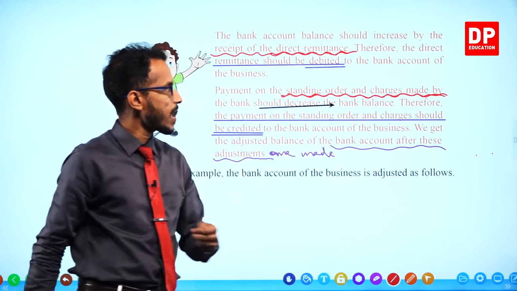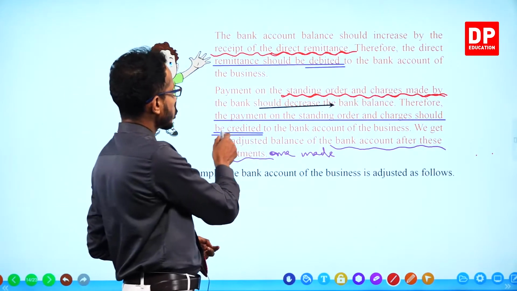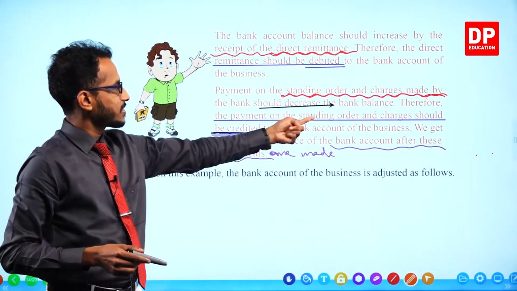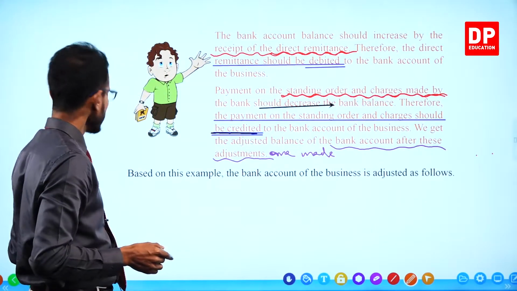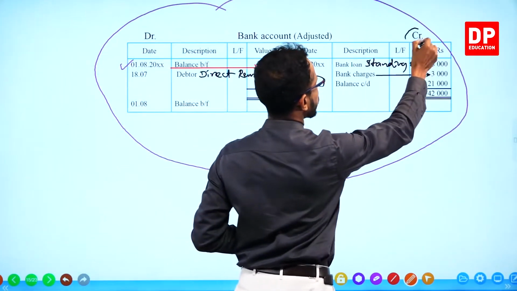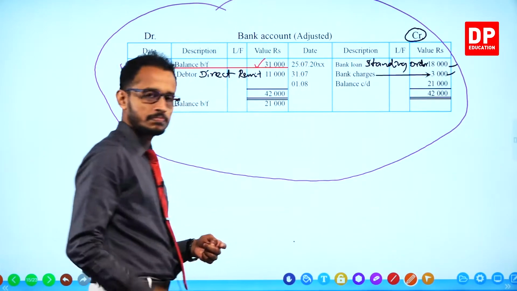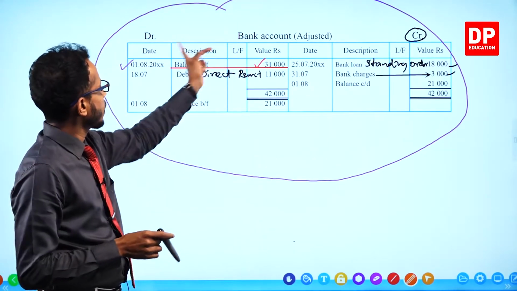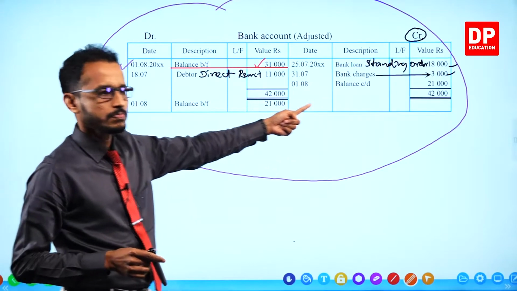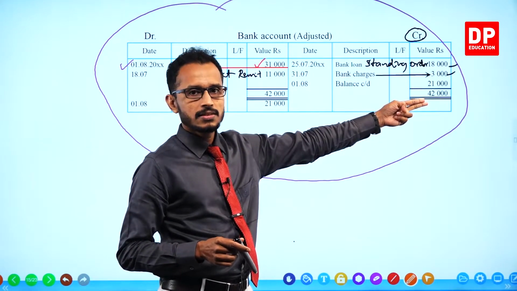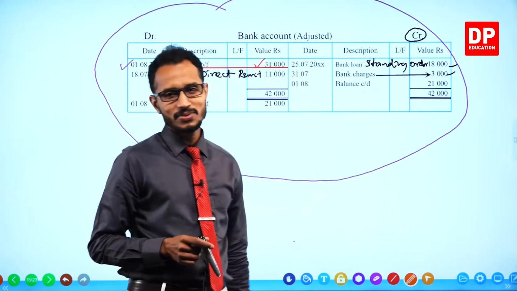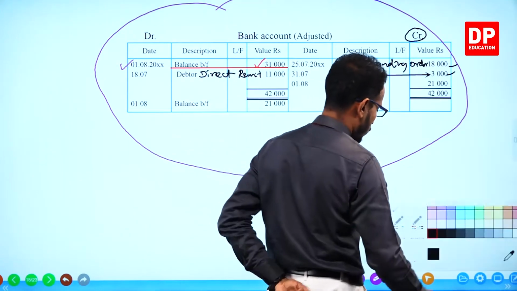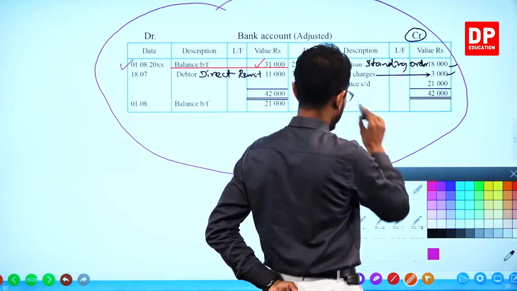Decrease the bank balance. Therefore, they are credited. Therefore, standing orders and bank charges should be credited. Here you go, credited. That's it. We take the debit total and balance the bank account. We balance the bank account. And we take the new balance, which is the balance carried down, as mentioned here.